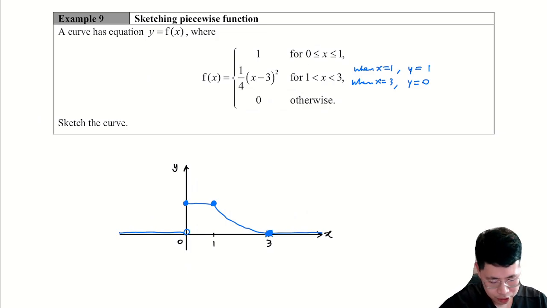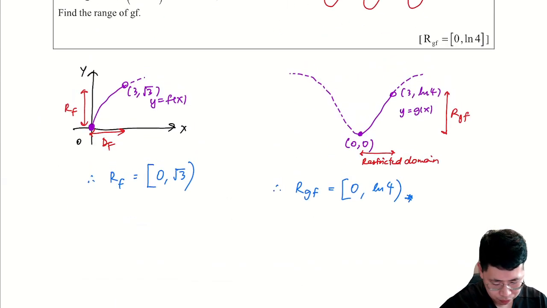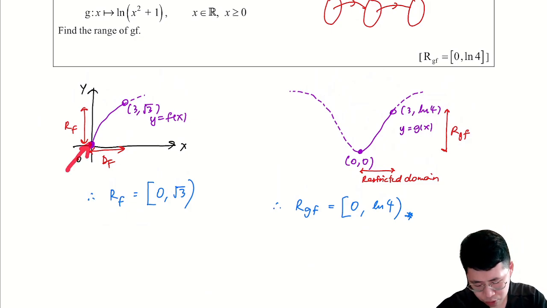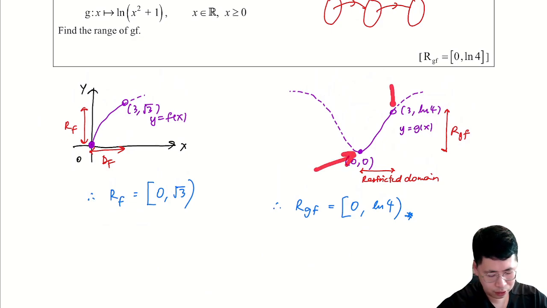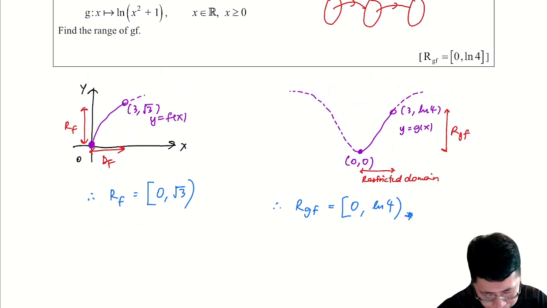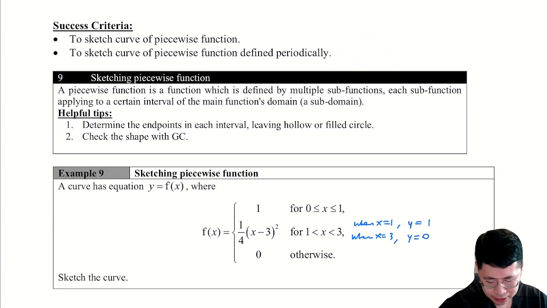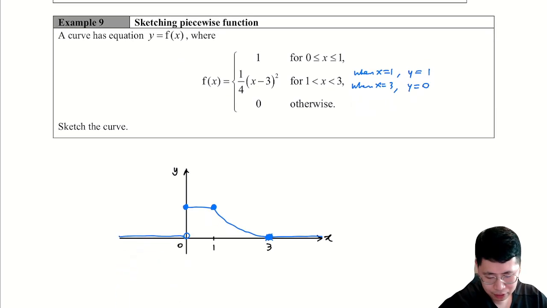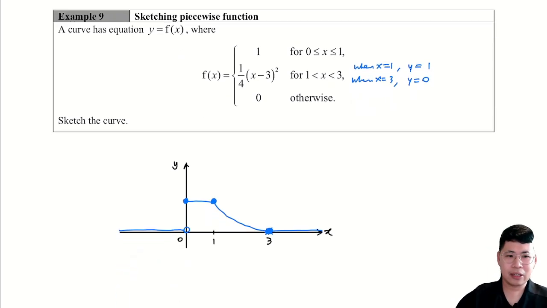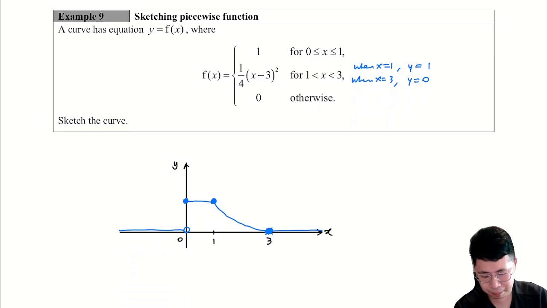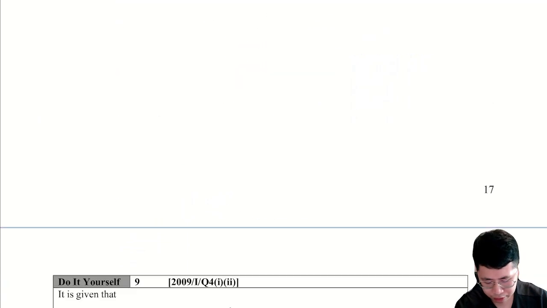Okay, so just now, in the previous videos, we see that x can equal 0, cannot equal 3. We can equal this value, cannot equal this value. Okay, so something like that. Sorry. Okay, so this is how we find example 9, how do we sketch the piecewise function for example 9? Okay, so with this, let us move on to Do It Yourself 9.